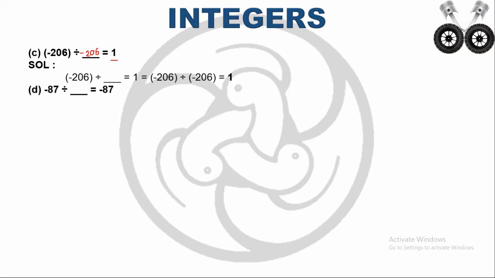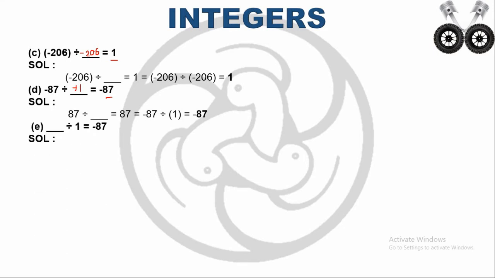And then subdivision D, minus 87 divided by dash equals minus 87. When you get the same number as the answer, it means you should divide the number by 1. So in the answer I have the negative sign. That means in the question the two integers should have different signs. So already I have the negative sign, so here the answer should be positive 1.